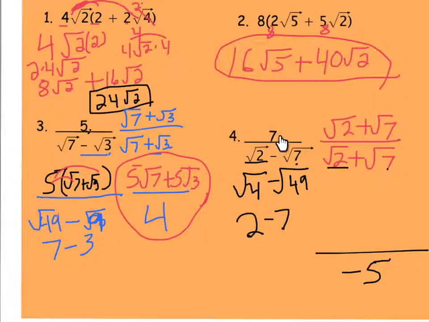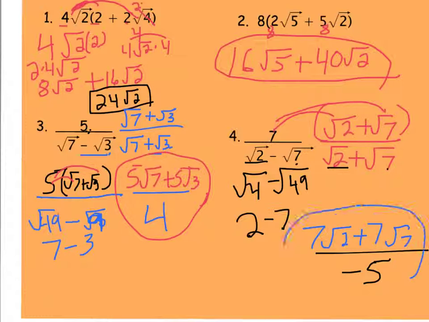I need to do the numerator now. I'm going to look, can negative 5 divide 7? It cannot. So all I need to do now is take my 7 and distribute it to each of these. Here's what it looks like. It will be 7 square root 2 and then plus 7 square root 7. I'm done.